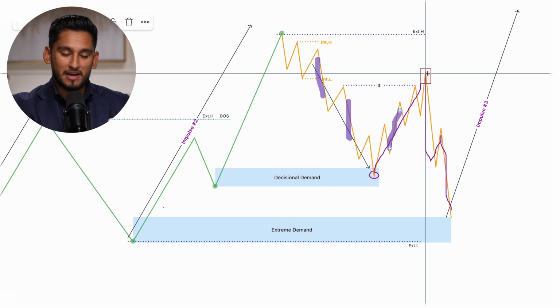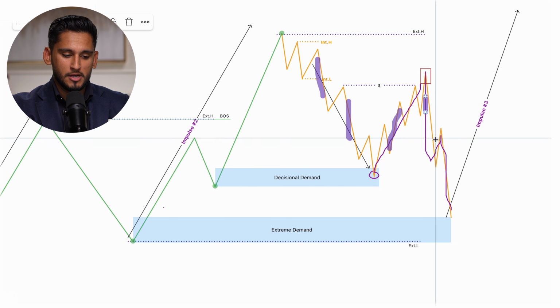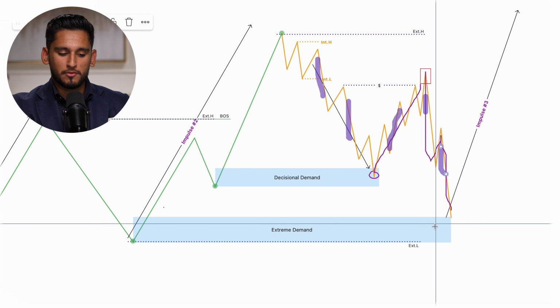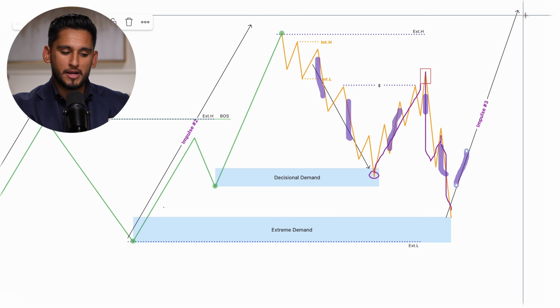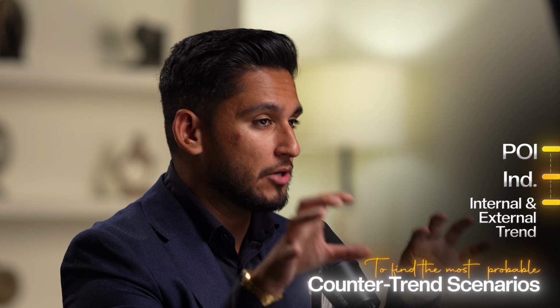We see the inducement invalidates the buy, so then we look to sell over here, maybe a continuation sell. And then once we arrive to the decisional demand again, then we say, okay, back to the impulse number 3 to make a higher high. But we see we're finding pockets of probability, and it navigates and changes based on points of interest, based on inducements, based on internal and external trend. So we layer it all together to find the most probable counter trend scenarios.